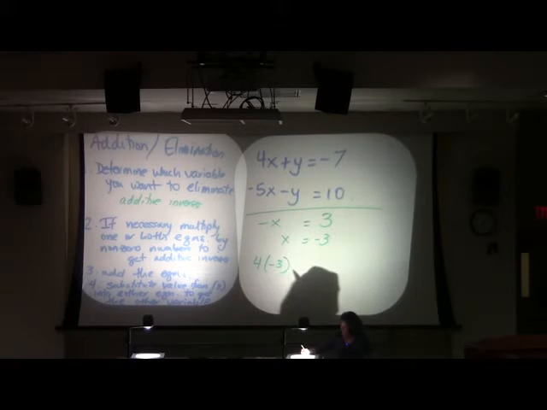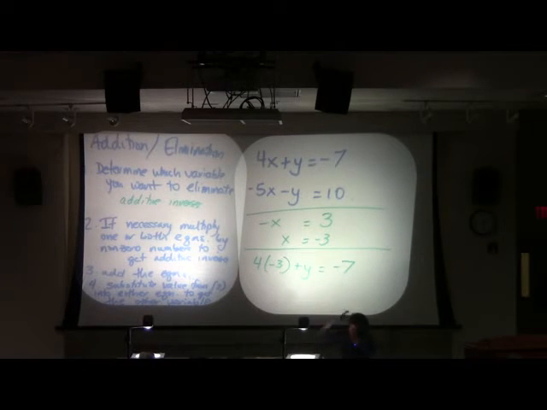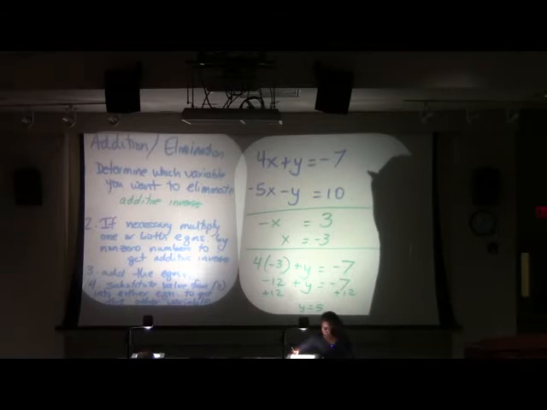4 times -3 plus y equals -7. You see what I did here? Well, 4 times -3 is -12 plus y is -7. Can I solve for y? You bet. Add 12 to both sides. Don't I get y is 5? So my solution is -3, 5.